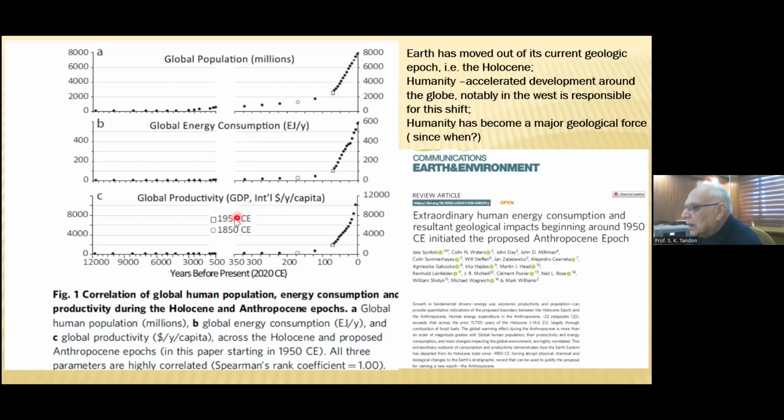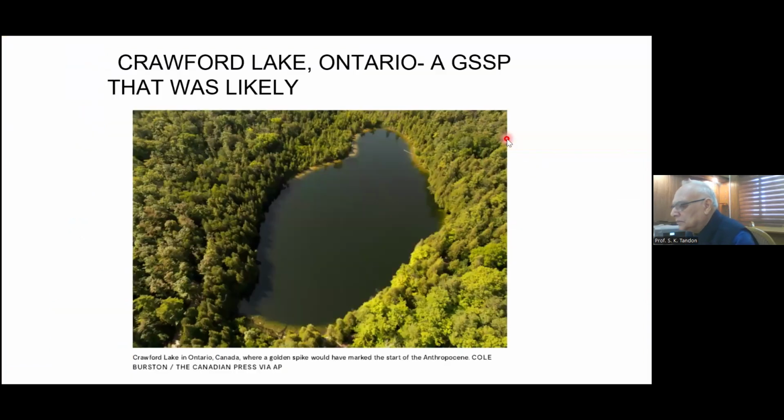1950 is the square at the bottom from where the acceleration starts, and they have essentially tried to say that the Earth has moved out of its current geological epoch, that is the Holocene. Humanity has accelerated development around the globe, notably in the West, and the West is responsible for this shift. Humanity has become a major geological force and has overwhelmed the forces of natural agencies.